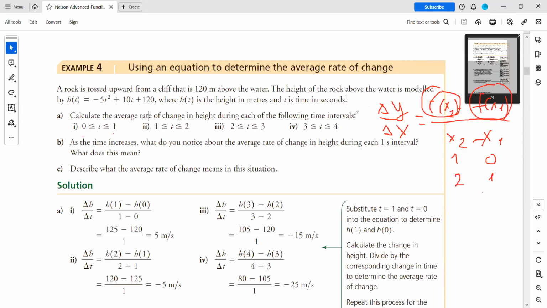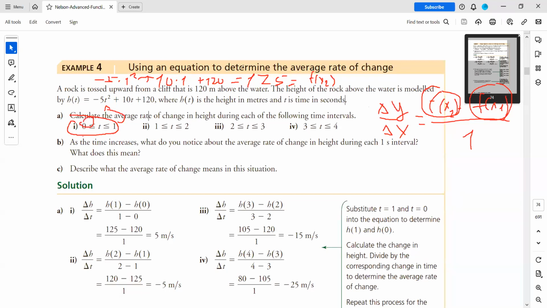Let's calculate that together. So for the very first case, 0 to 1, my delta x equals 1, right? 1 minus 0. While delta y is going to be f(x2) minus f(x1). f(x2) equals this function at the moment of time t equals 1. I substitute 1 here, I calculate it, I get negative 5 times 1 squared plus 10 times 1 plus 120, right? So negative 5 plus 10 is positive 5. Altogether gives me 125. This is equal to f(x2).